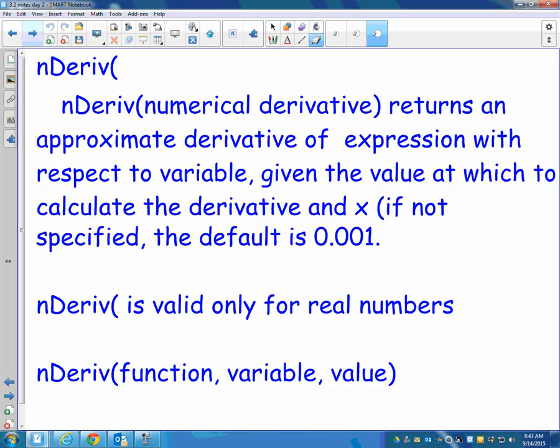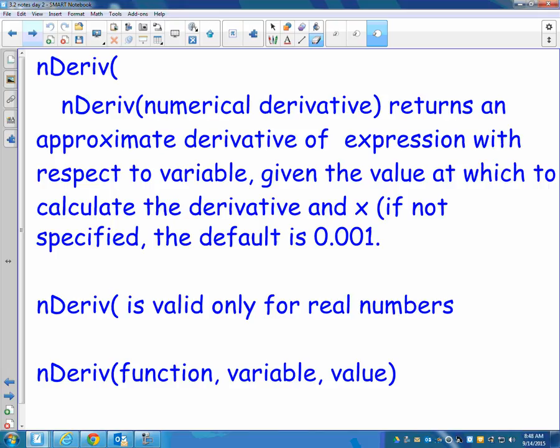It says it will return an approximate derivative of an expression with respect to the variable given, at the value in which to calculate the derivative. I think really old calculators, you had to say how accurate you want it to be, because it's really using slopes of secant lines to find the derivative, like the program that's in it, which means that sometimes it's a little off.